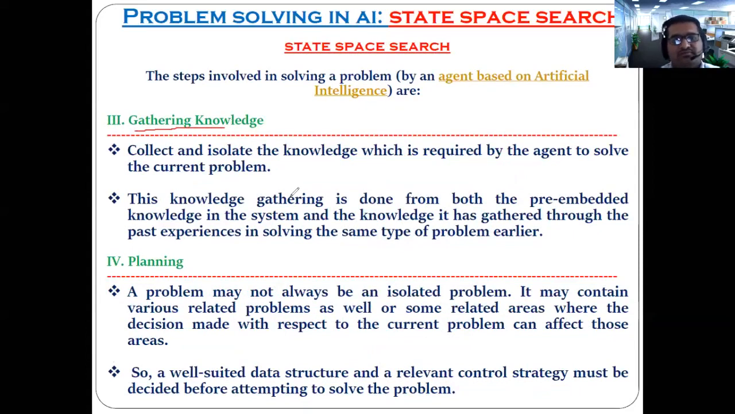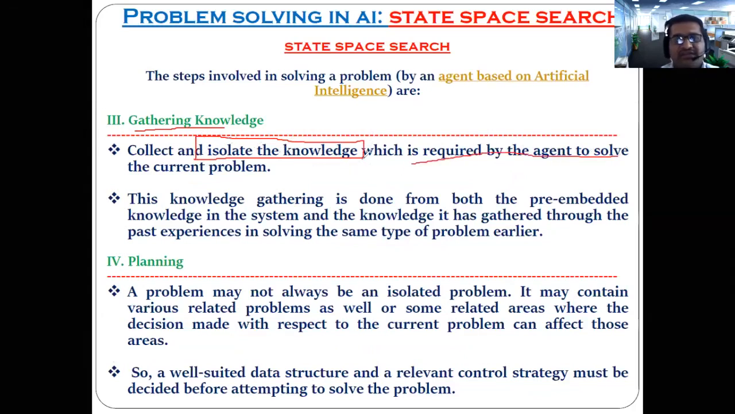Means what? Now the agent wants to solve the problem, correct? Yes, sir. The agent wants to solve the problem. In order to solve the problem, he has to gather some information. Yes or no? Yes, sir. That is nothing but gathering the knowledge which is required by the agent to solve the current problem. Now, from where can he get the knowledge? Can anybody tell me? From where can he get that knowledge?